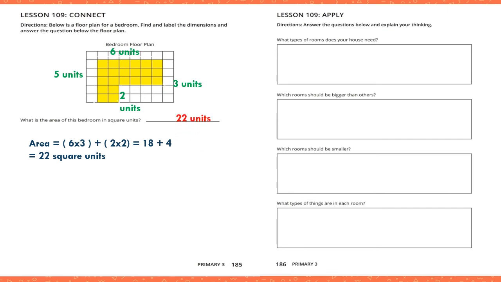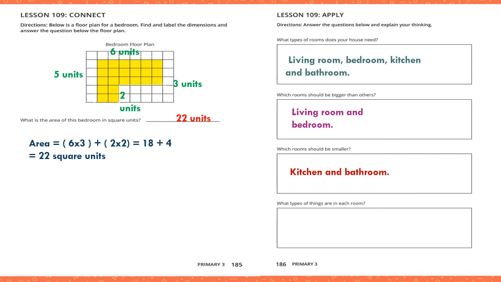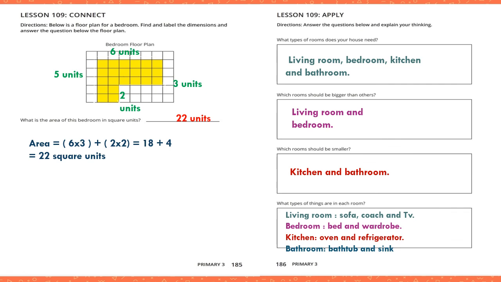What type of rooms does your house need? Living room, bedroom, kitchen and bathroom. Which rooms should be bigger than the others? Living room and bedroom. Which rooms should be smaller? Kitchen and bathroom. What types of things are in each room? Living room can have sofa and couch and TV. Bedroom can have bed and wardrobe. Kitchen can have oven and refrigerator. And bathroom can have bathtub and sink.